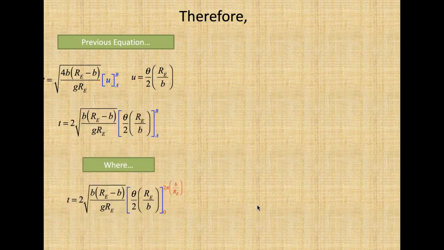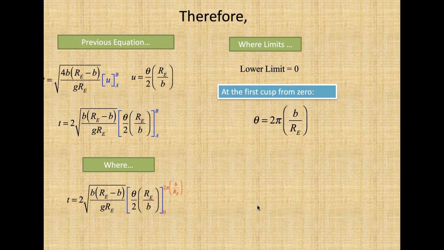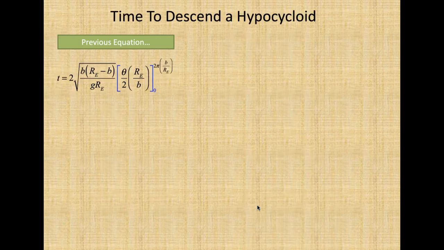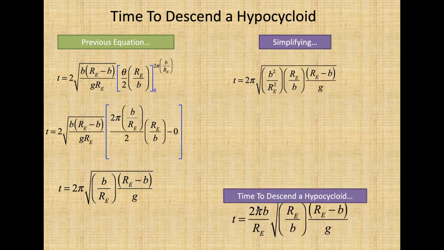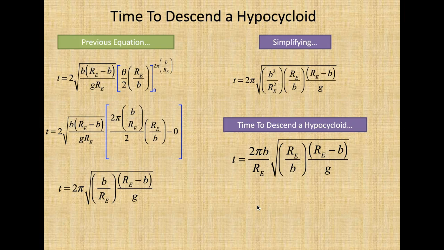And now we look at our limits. Our lower limit is 0. And our upper limit is at the first cusp from 0, which is 2 pi over R over b. So therefore, we plug that in for theta. Everything cancels. And simplifying, the time to descend the hypocycloid is equal to 2 pi b divided by R large times the square root of R divided by b times the quantity R minus b divided by g.